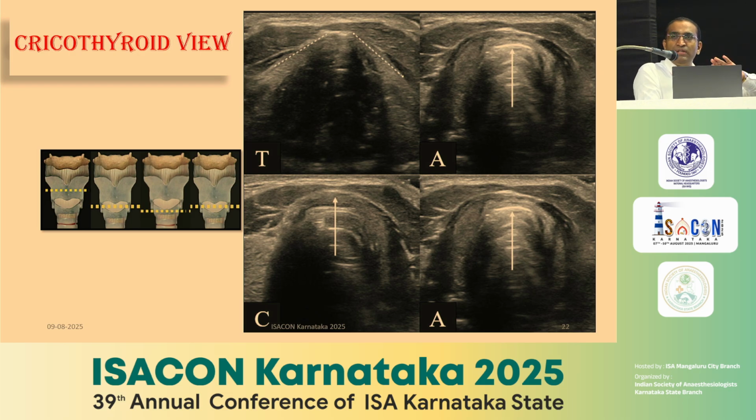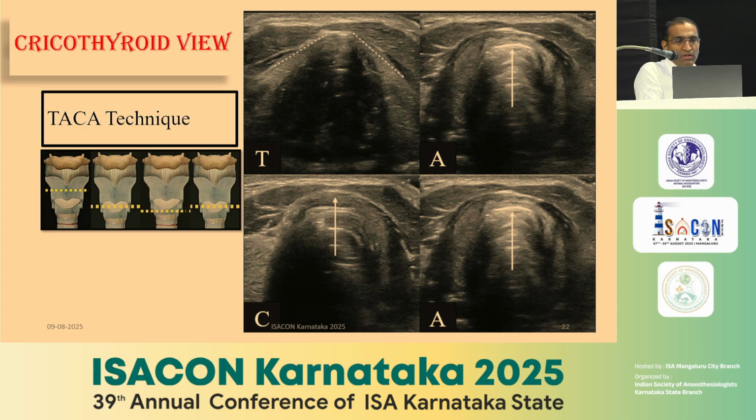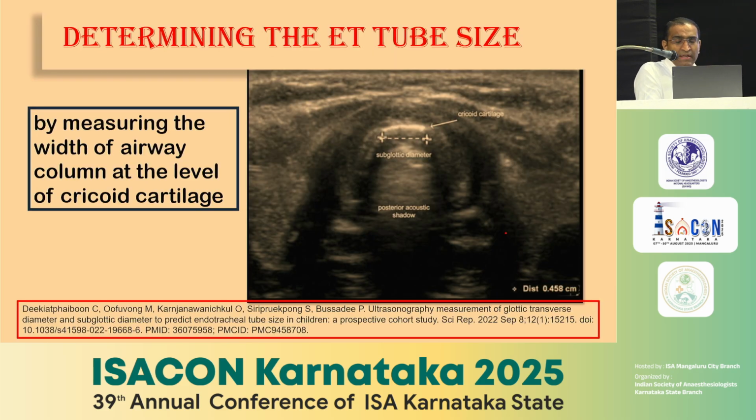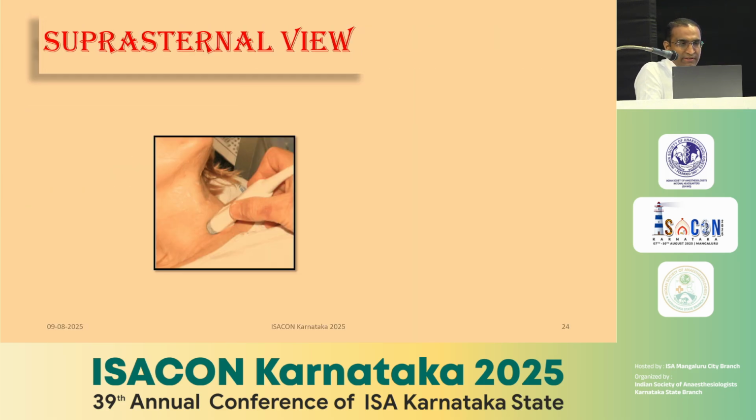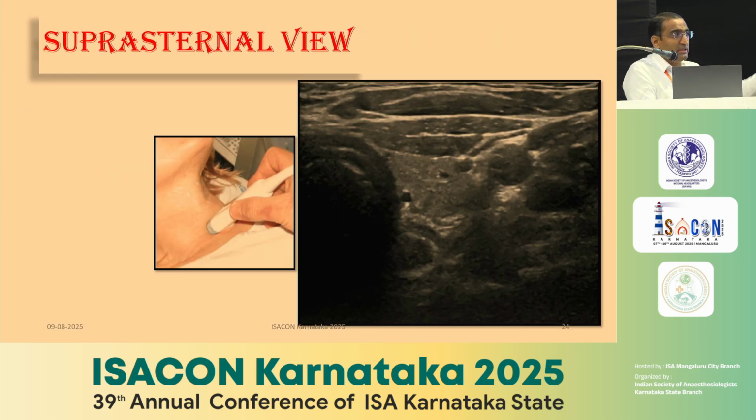So this is a method to properly identify the cricothyroid membrane. It also helps at this level, the width. If you measure the width at the cricoid cartilage, it helps us to determine the proper size of endotracheal tube, particularly in pediatrics. Suprasternal view, this is the image we get.